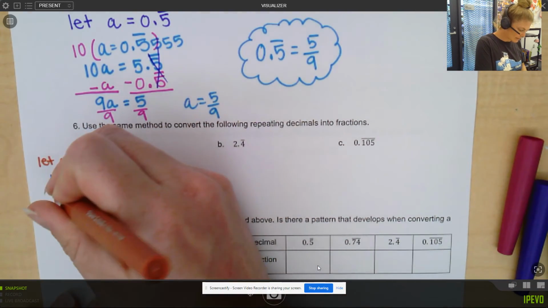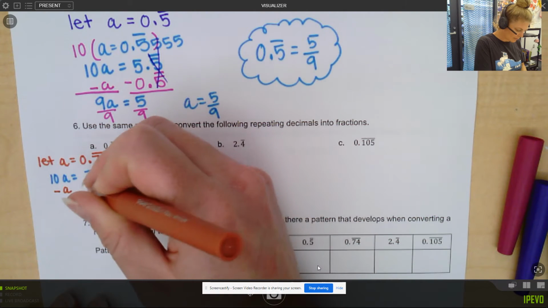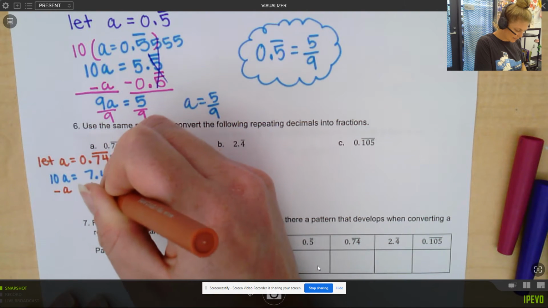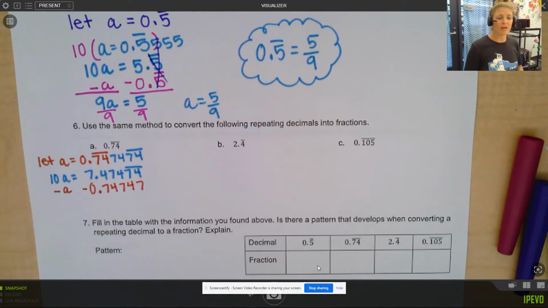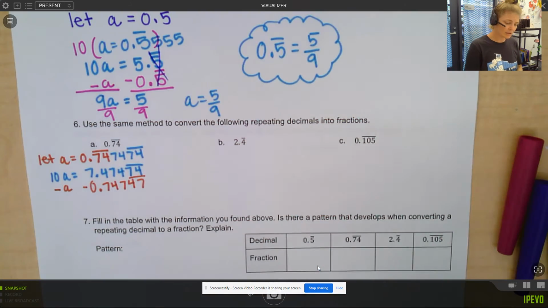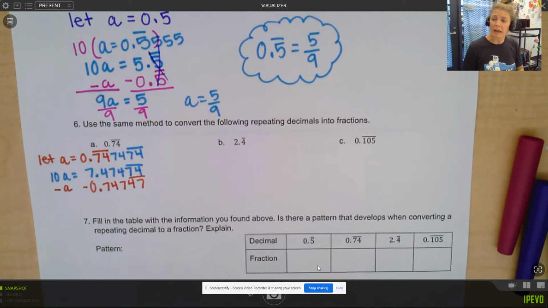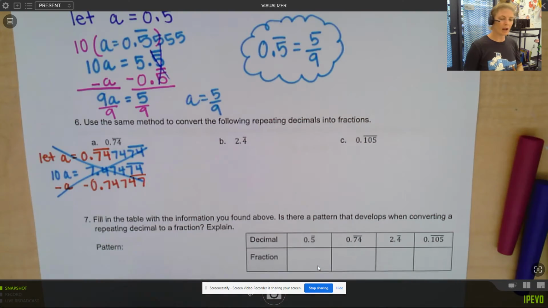However, if we go to subtract a now, 0.74, notice they're not going to line up, you guys. None of the repeating stuff goes away. It's still going to be repeating. So that means we're not going to be multiplying by 10. Exactly.